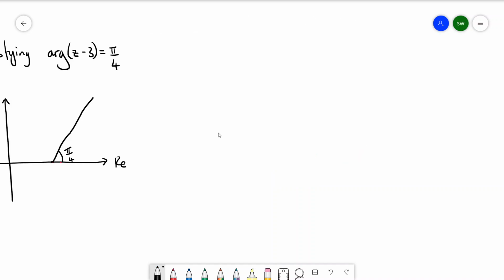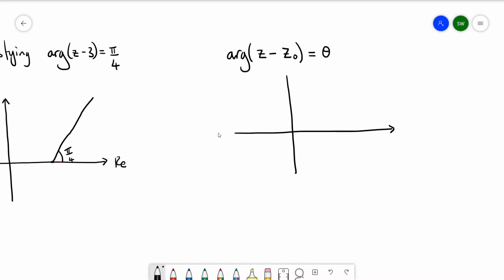because that won't give us an argument of pi over 4. So in general, if you've got a locus which is the argument of z minus some other complex number, let's say z0, is equal to theta, then that's going to be what we call a half line, which starts at z0, let's label z0 on our diagram, and moves off at an angle of theta to the positive horizontal. So if you're drawing a dashed line for the positive horizontal to the right, then that angle there is going to be theta.